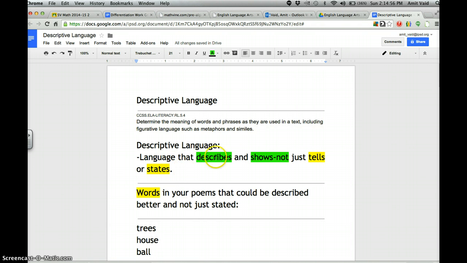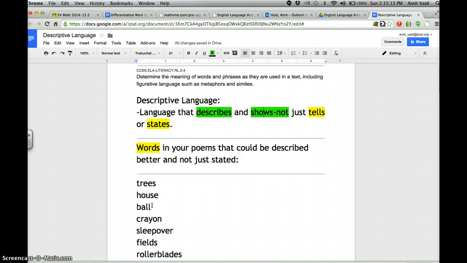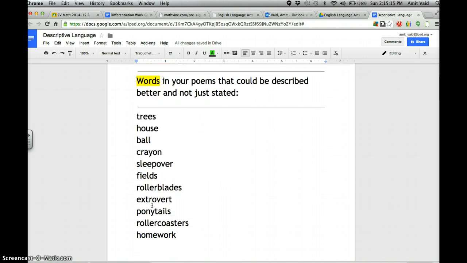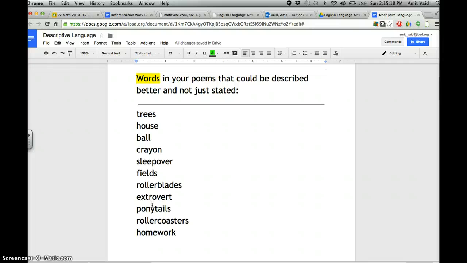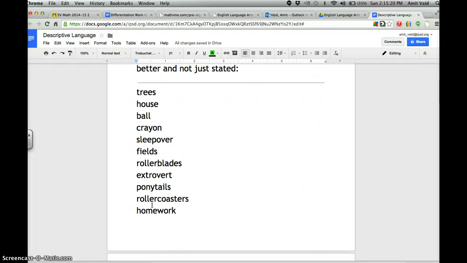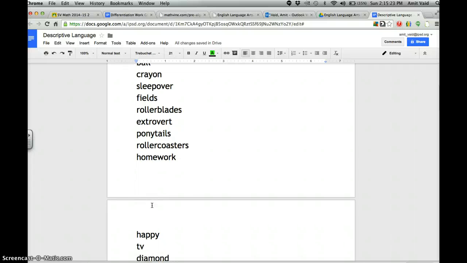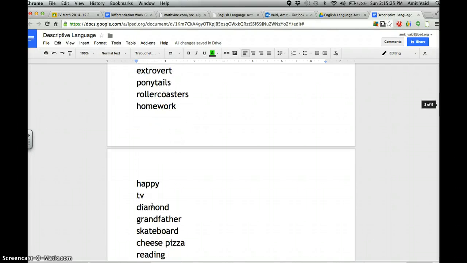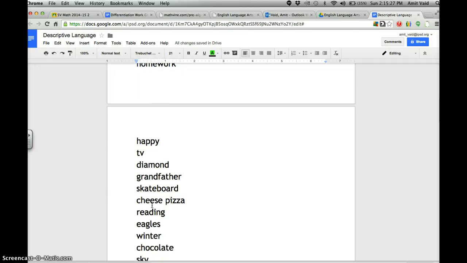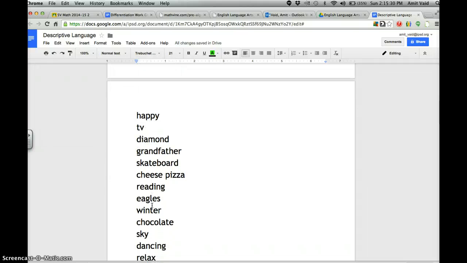Descriptive language is language that describes and shows, not just tells or states. Here are words from each of your poems, your Where I'm From poems, that I found, and I felt that these words could be converted or changed into more descriptive language. You can take a look, and all of these words come from at least one of your poems. So, you can notice these words and say, oh, that word's in my poem. And I really feel like all of these words can be written more descriptively.